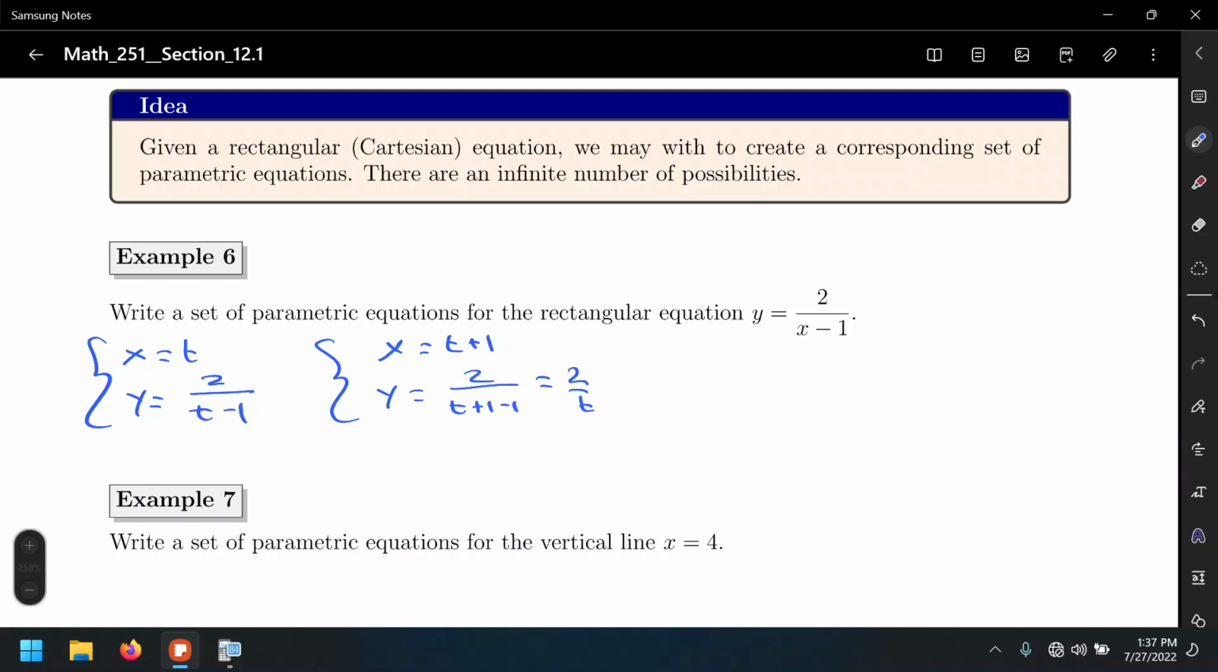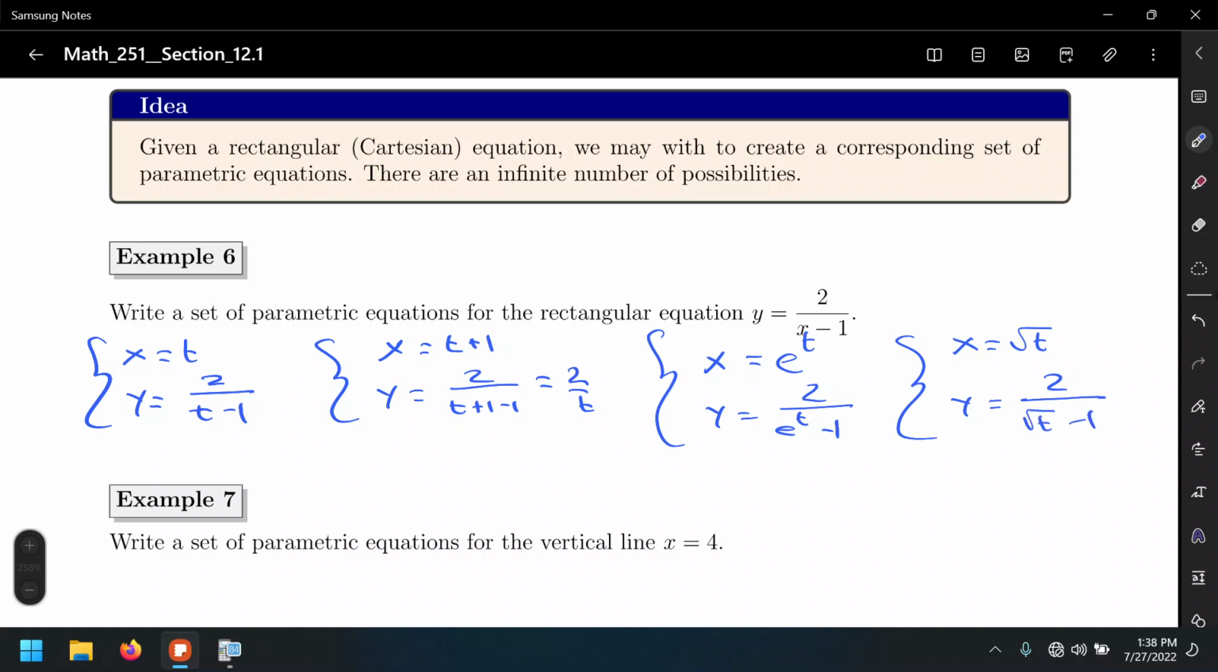Now it is described in a different way. If you eliminate the parameter, you should get back to the original Cartesian equation. Another way, why not? X to be e to the t, well then y equals 2 over e to the t minus 1. That's another way to parameterize this equation. Is there another way? Well, of course. How about x equals the square root of t, y equals 2 over the square root of t minus 1.